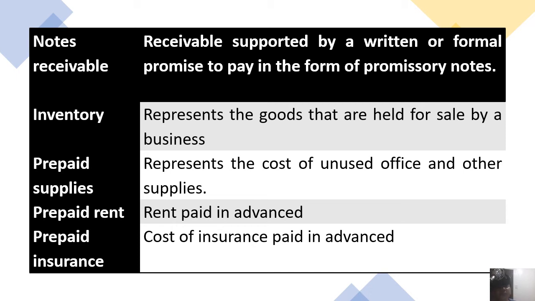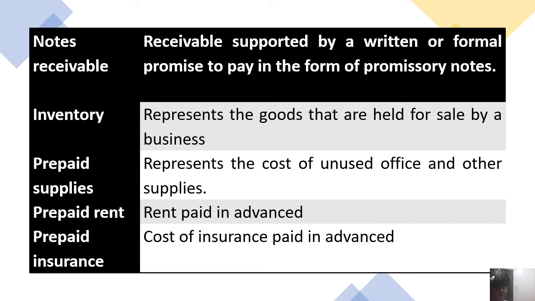Next, we have prepaid rent. Rent paid in advance. Ito yung renta na binayaran mo in advance. Hindi mo pa nagagamit, pero binayaran mo na. For example, today, January. Babayaran mo na yung January, February, March. So, meron ka nang advance rental na 3 months. Kasi prepaid, kasi hindi pa naman natapos yung period. Kaya tinatawag natin silang prepaid rent kapag may mga renta na binayaran in advance.